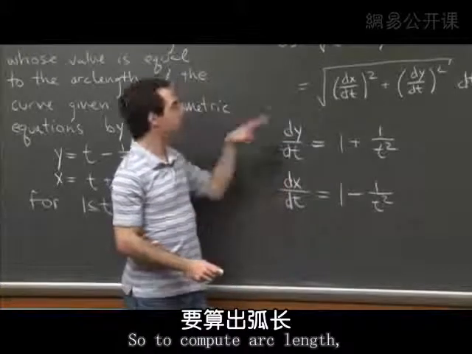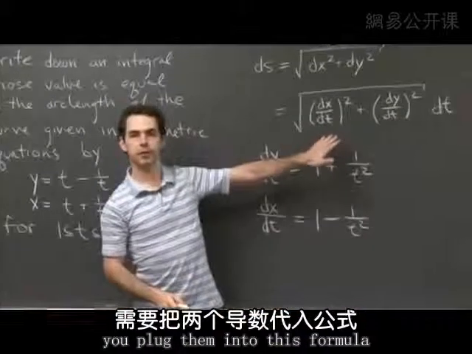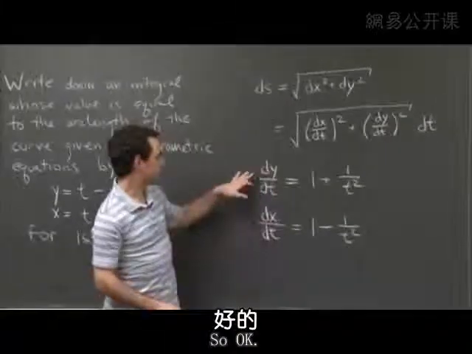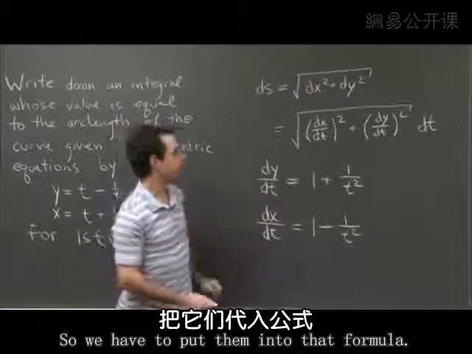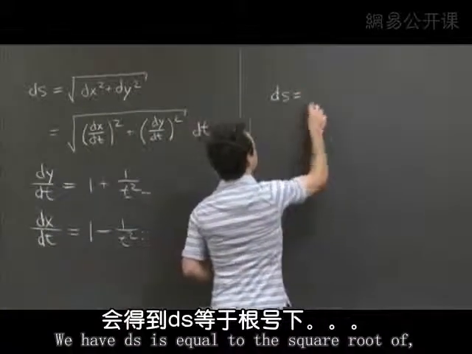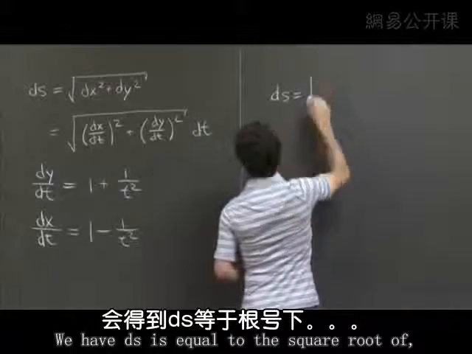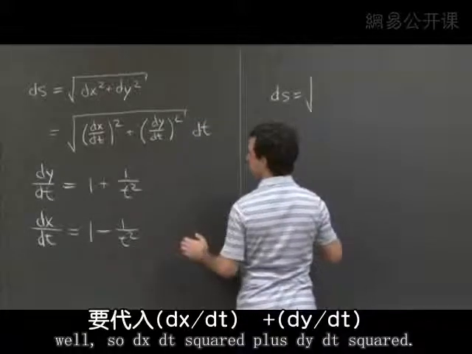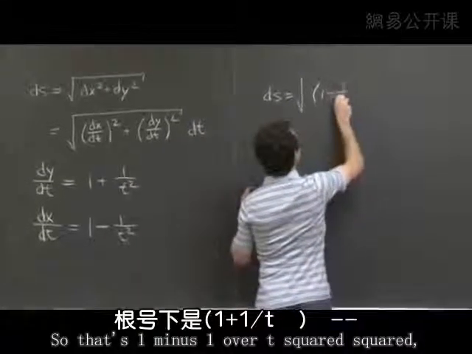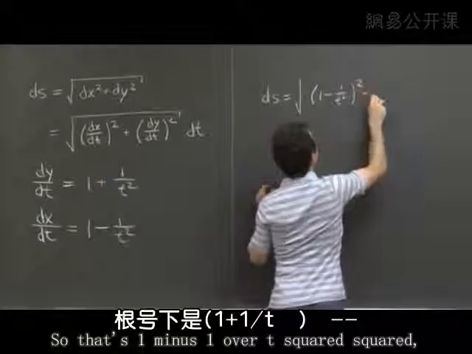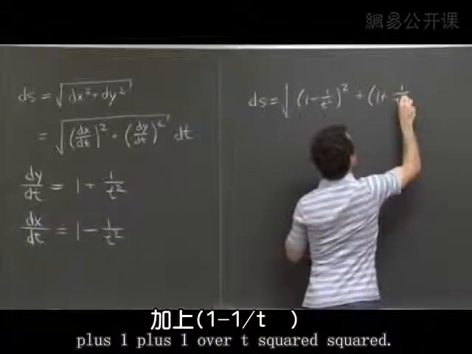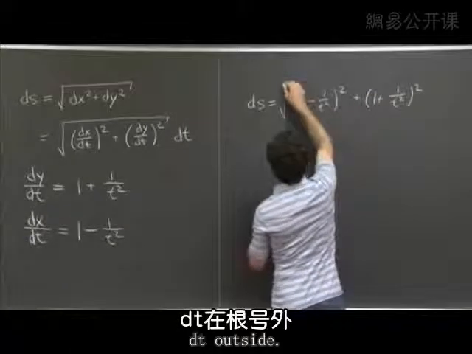So you have these two derivatives. To compute arc length, you plug them into this formula for the element of arc length, and then you integrate. So what do we get? We have ds equal to the square root of (dx/dt) squared plus (dy/dt) squared. That's (1 minus 1 over t squared) squared plus (1 plus 1 over t squared) squared.